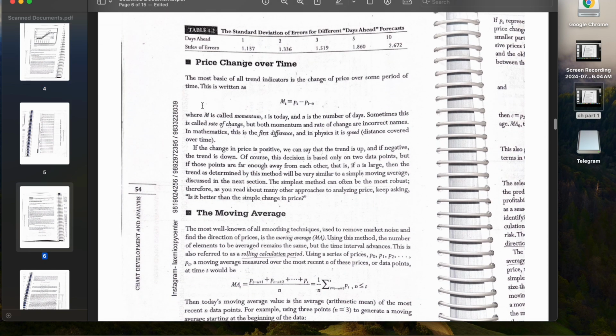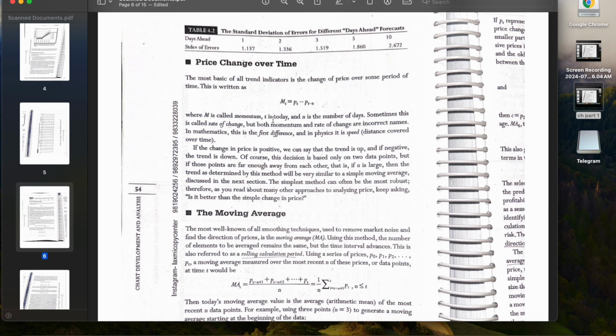So we have price change over time. As time passes, you know that the price is also naturally going to change, right? And for the assumption purpose, M is momentum, T is today. These are the symbols you need to be aware of. PT means price of today, PT minus 1 is price of yesterday, PT plus 1 is price of tomorrow. M is momentum. These are particular terms which you need to be aware of.